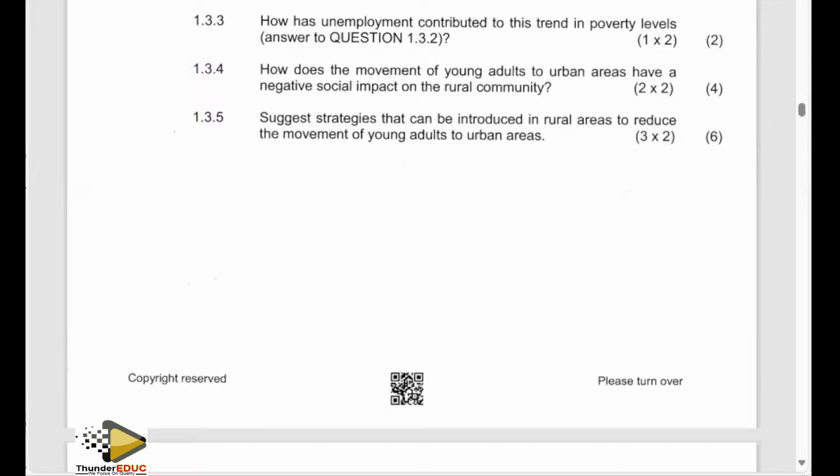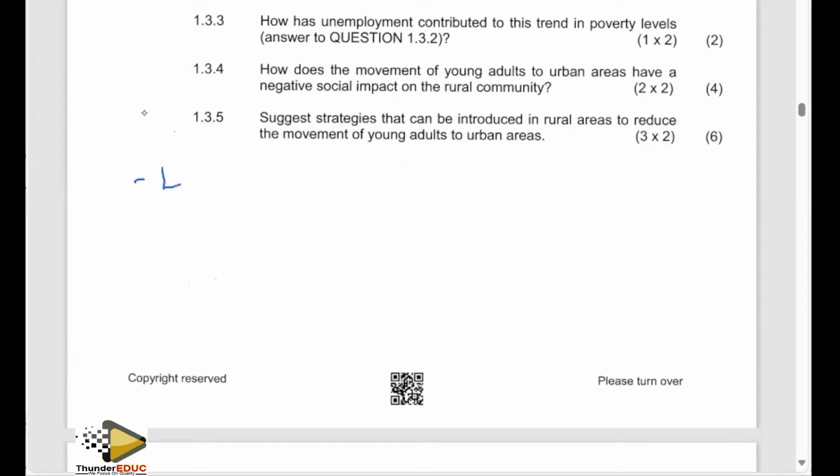Right. We go on to the next question. Suggest strategies that can be introduced in rural areas to reduce the movement of young adults to urban areas. We are looking at sustainable strategies that can be implemented to reduce the trend of rural-urban migration. And this must be introduced in the rural areas. There are so many strategies. We're not going to exhaust them. Just going to highlight some of them.